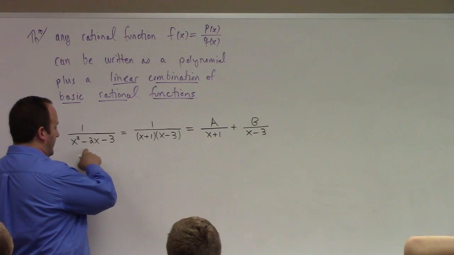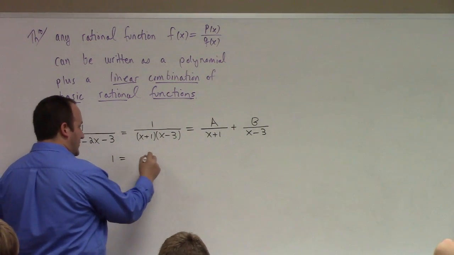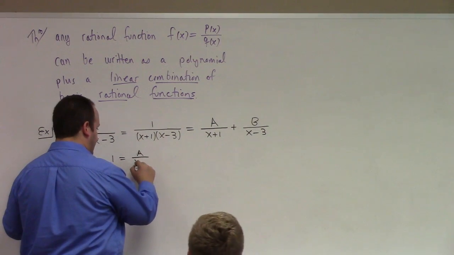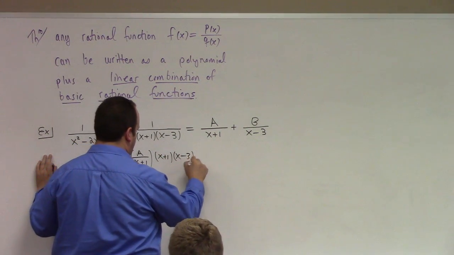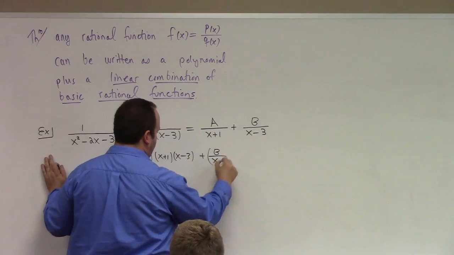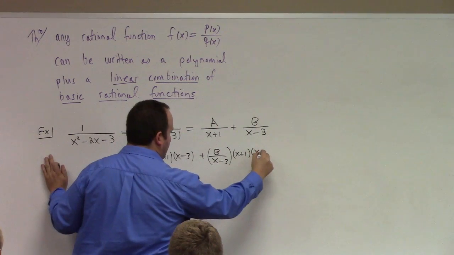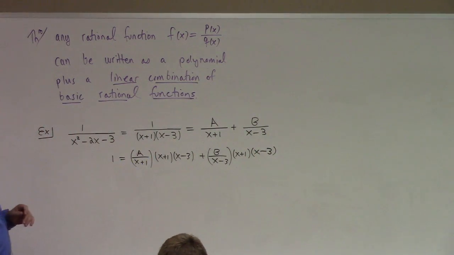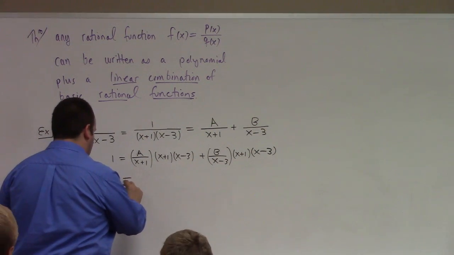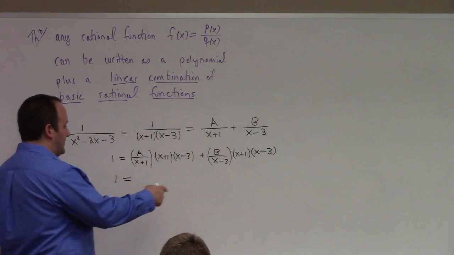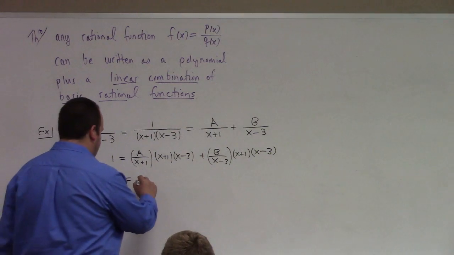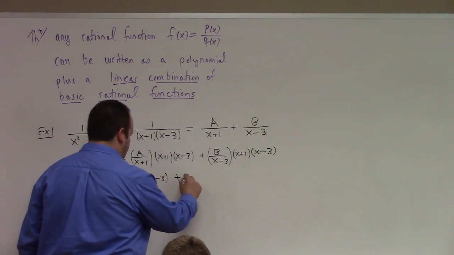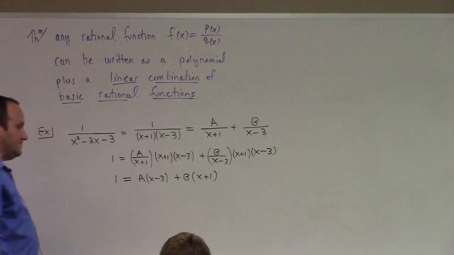So multiply both sides by the denominator. And that gives me what? 1 is equal to, I'm going to write this just once, so guys, watch it. I don't usually write down this step because it doesn't need to be written. You should do it mentally. So, what happens? Right, the x plus 1's cancel. We get what? A times x minus 3 plus b times x plus 1, right?